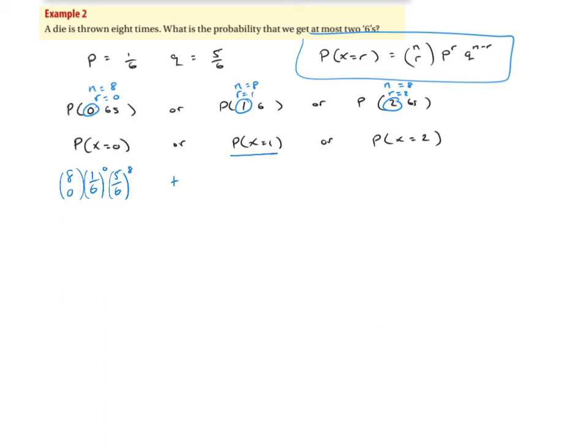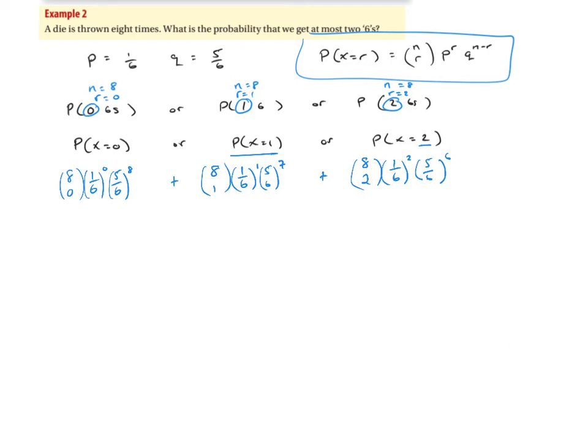I'm going to run through this second one now. So what we have now is 8 choose 1. My r is equal to 1. Okay, and that's going to be now 1/6 to the power of r, which is 1, multiplied by 5/6 to the power of n minus r, so that's 8 minus 1, which is 7. Or, and let's run the next one, 8 choose 2 this time. We now have 1/6 to the power of r, which is 2, and q, which is 5/6 to the power of 6. And all we do then is we work each of these out separately and add them together.